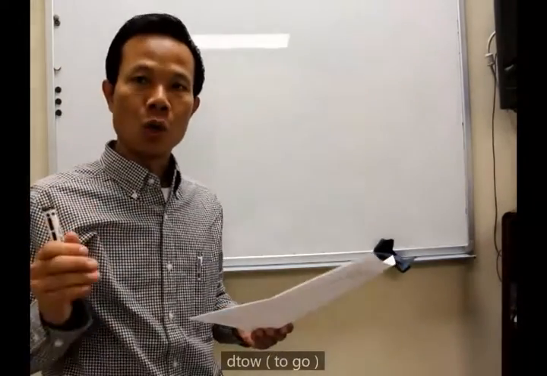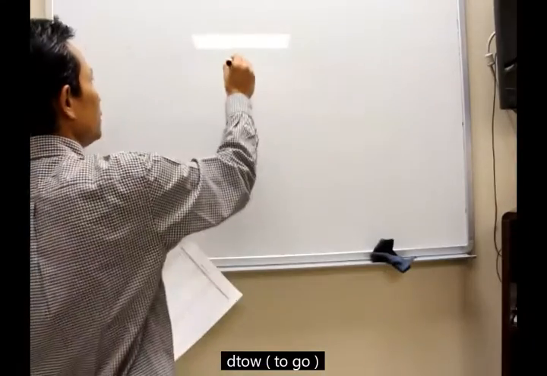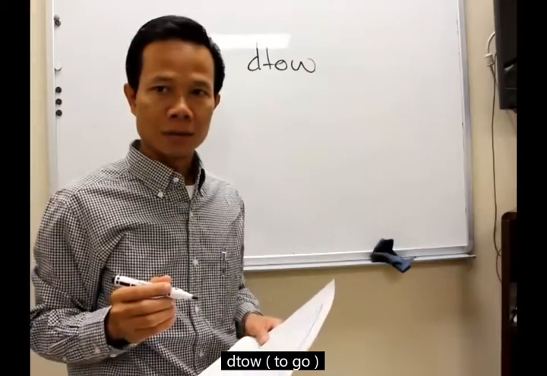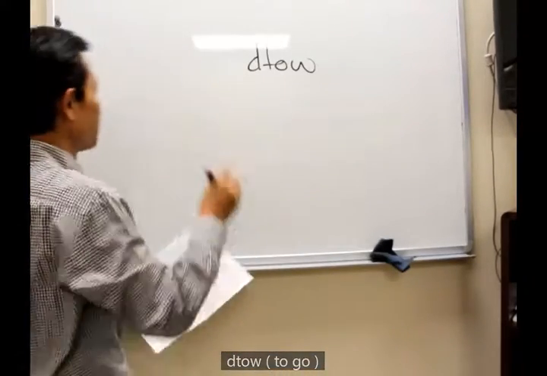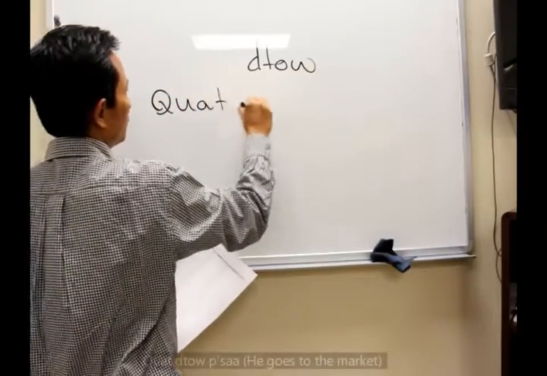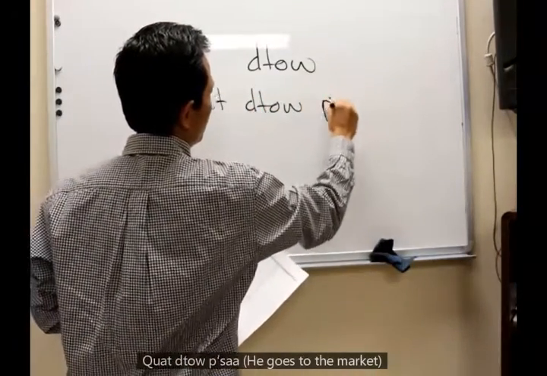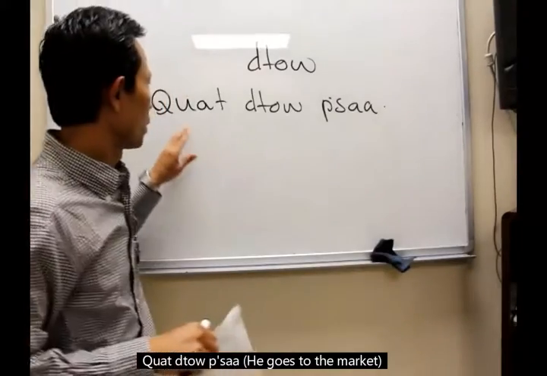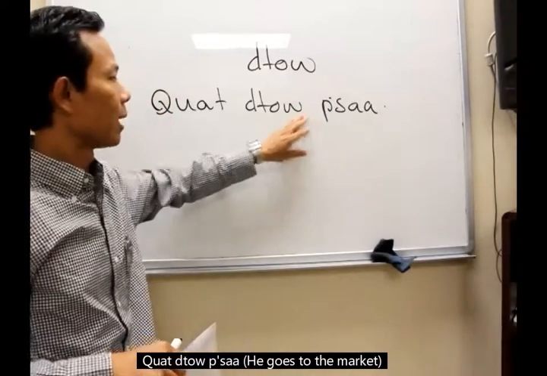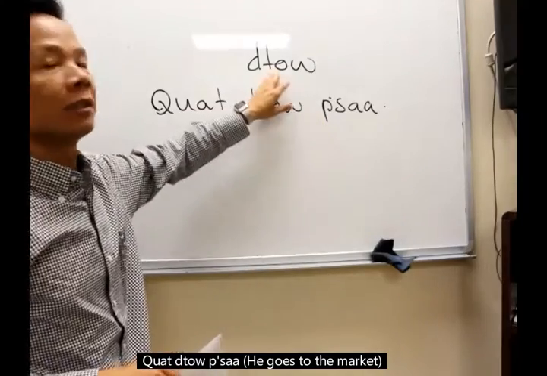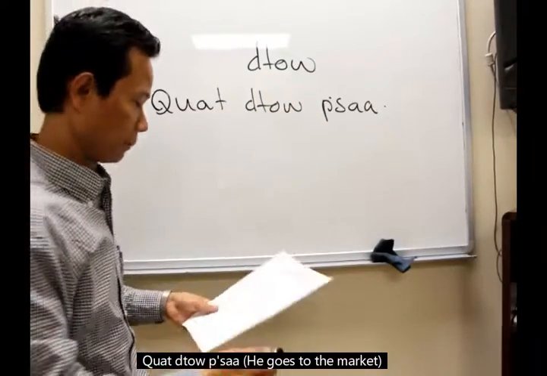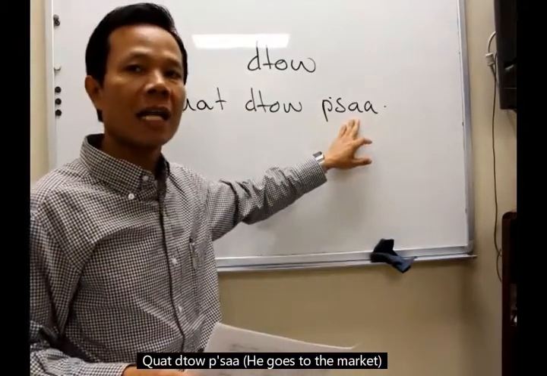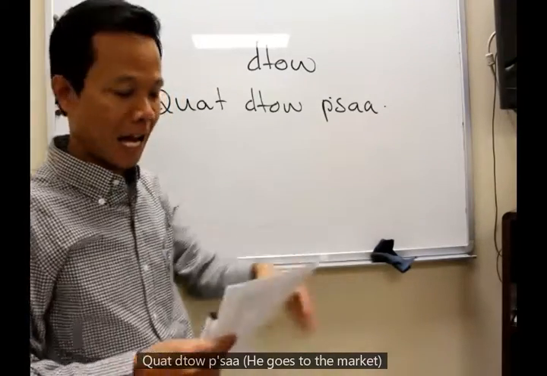To go is tàu. You can say quát tàu xà. Tàu is go. So quát tàu xà means he or she goes to the market. Xà is market.